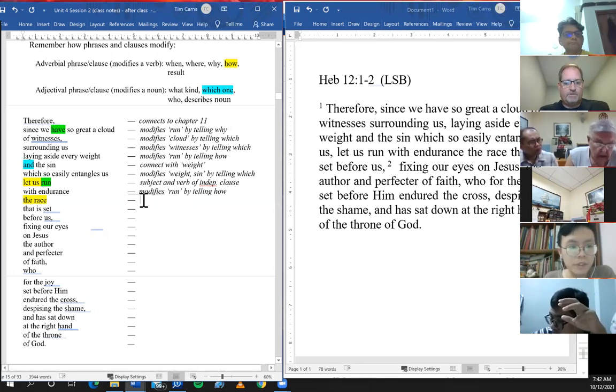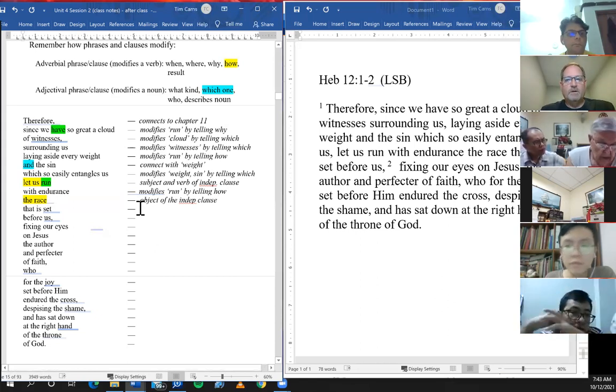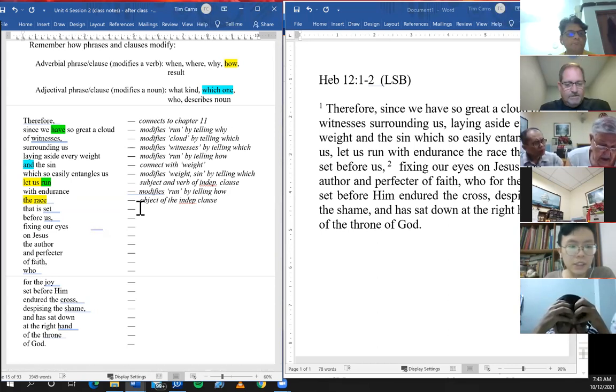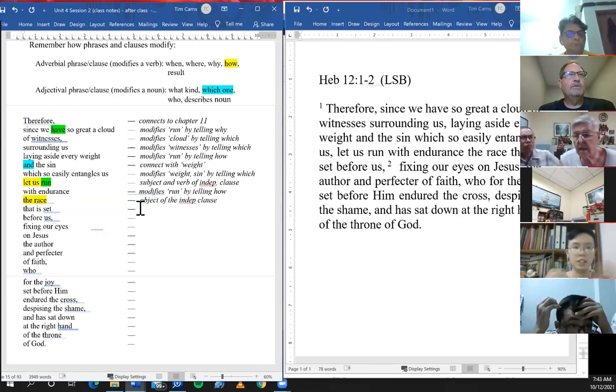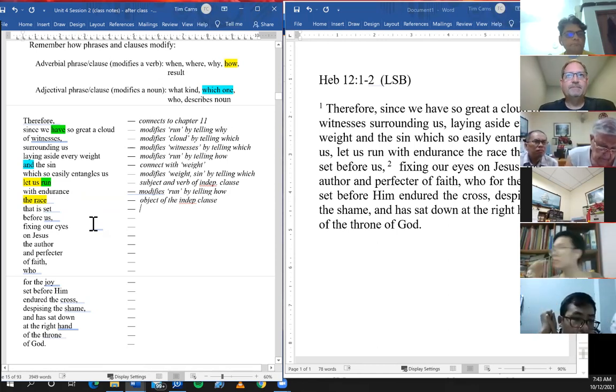And then the race is just the object of the independent clause. Let us run the race. Let us run what? The race. Okay, good. All right, David, it's your turn to have some fun. Can you do the next clause here? That is set. What is that modifying and how?